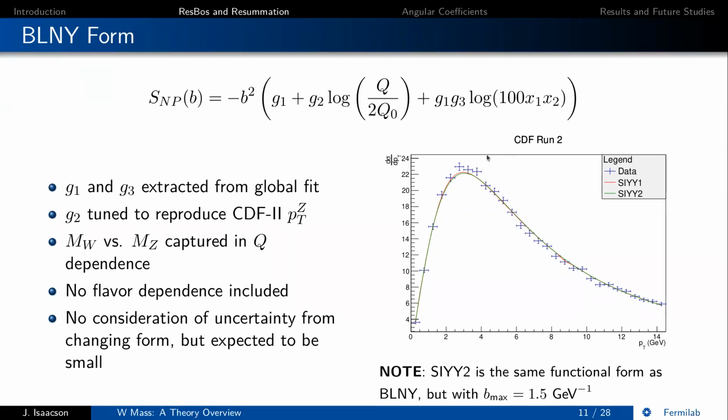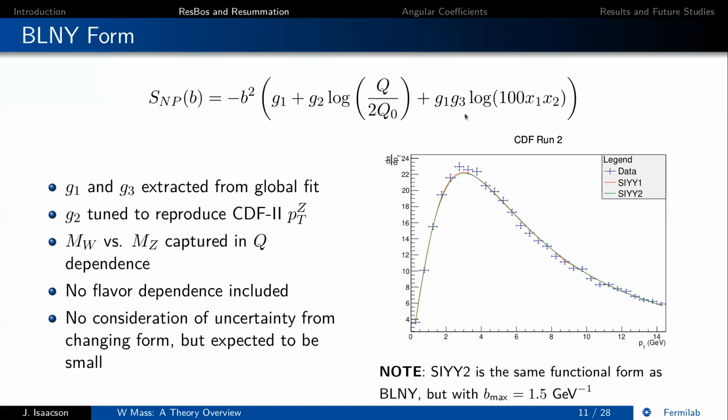I just want to highlight some of the key components here. The main one is this g_2. This g_2 goes in front of this log Q over 2Q_0, and this term is actually predicted by the Collins-Soper evolution kernel. So this is a QCD prediction that the non-perturbative function should have some functional form that goes like log Q over Q_0.